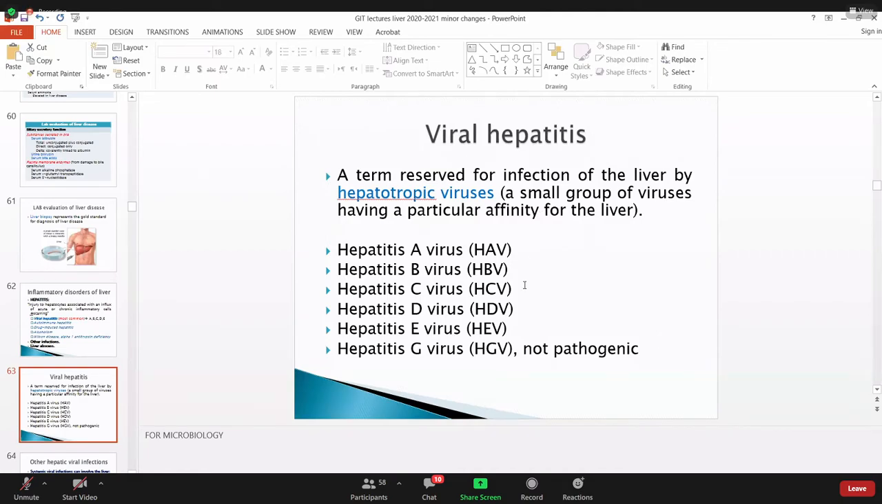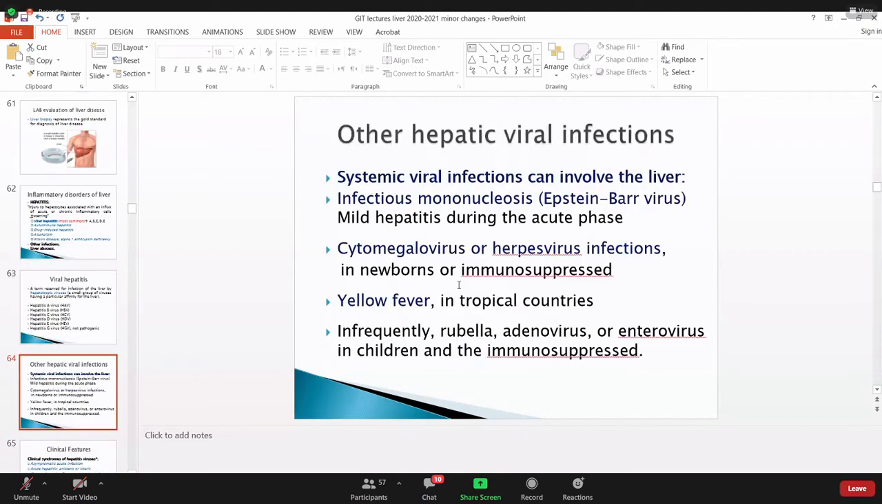viruses, which you know as hepatitis A, B, C, D, E, and hepatitis G virus, which was recently discovered, but it is not pathogenic. It can be associated with other viral infections, but by itself is not pathogenic. Other hepatic infections can be part of other systemic infections like EBV, infectious mononucleosis, CMV, yellow fever, and rubella. Adenoviruses can secondarily involve the liver.